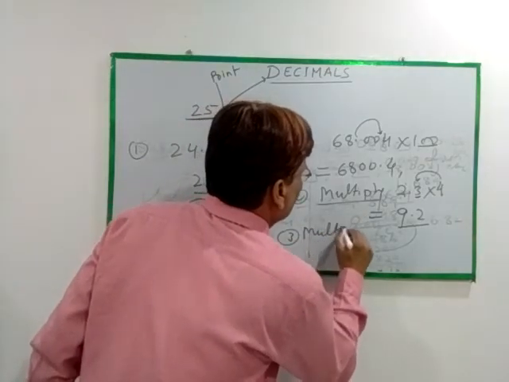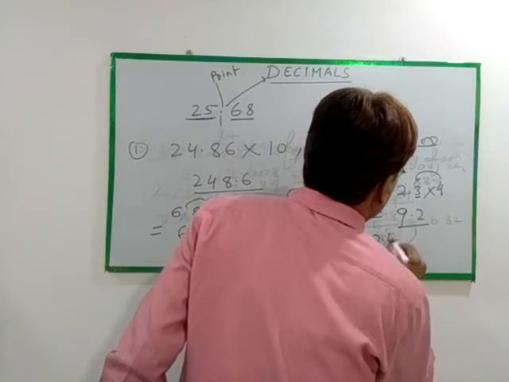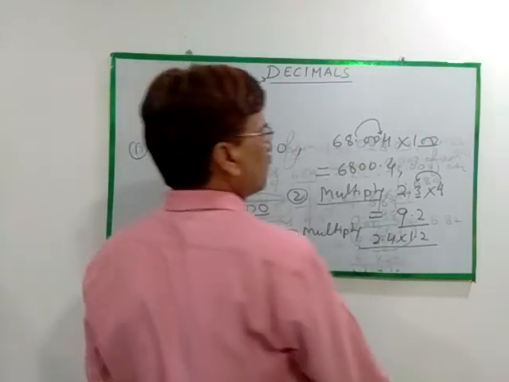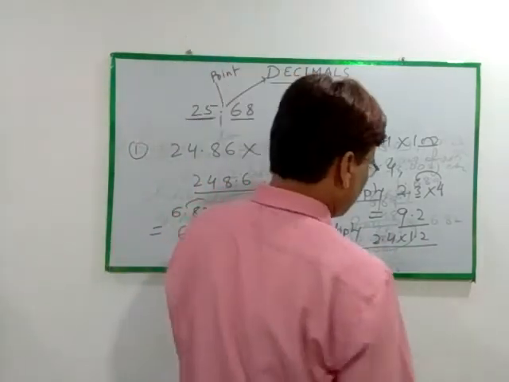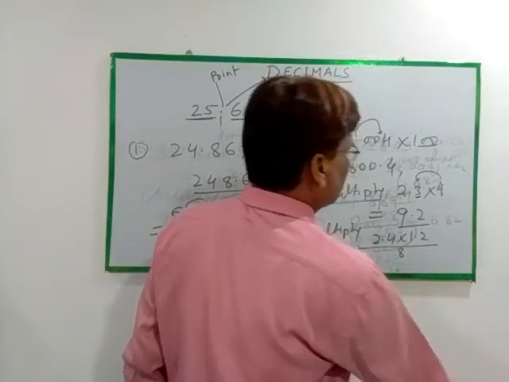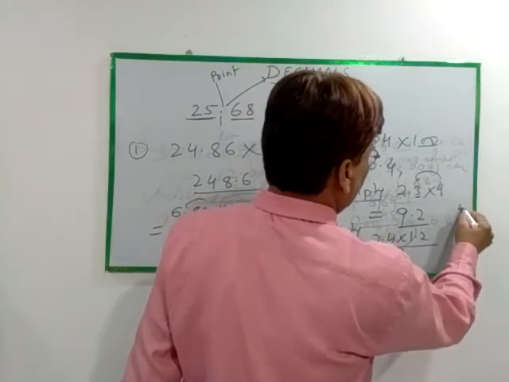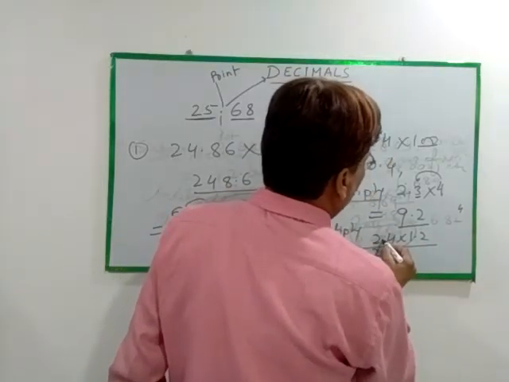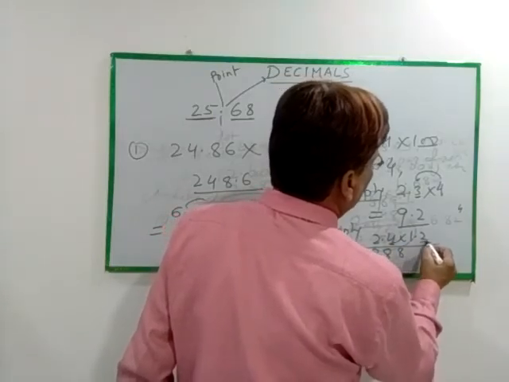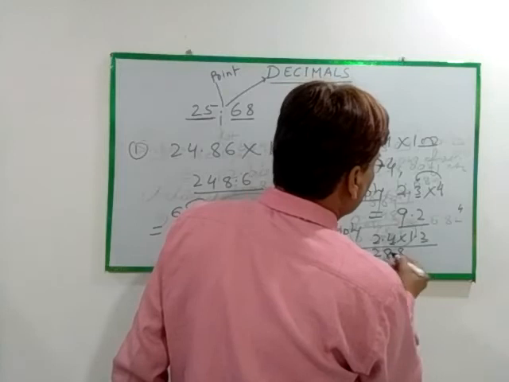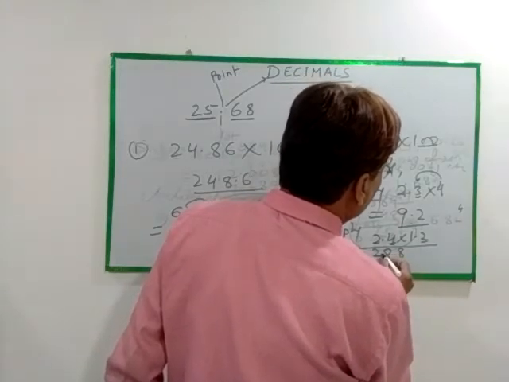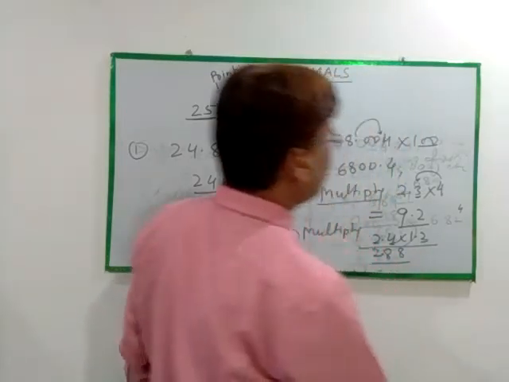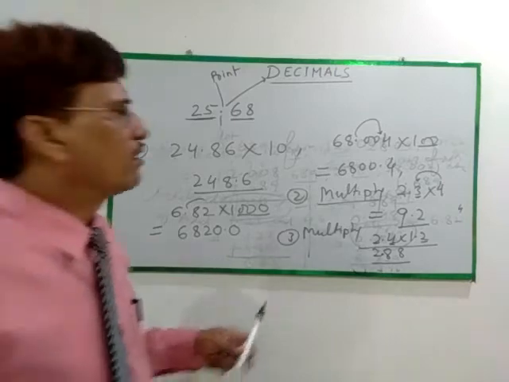Multiply 2.4 into 1.2. First you have to multiply directly. 12 fours are 48, carry 4, 4 twos are 8 plus 4 is 12. After decimal here one digit, and after decimal one digit, so you have to put the decimal after two digits, from right to left. Result is 2.88.